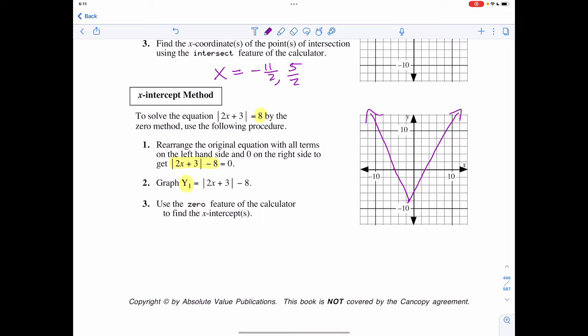And I should still have those x-intercepts that occur at negative 11 over 2 and 0, and at 5 over 2 and 0, which are still my x values.